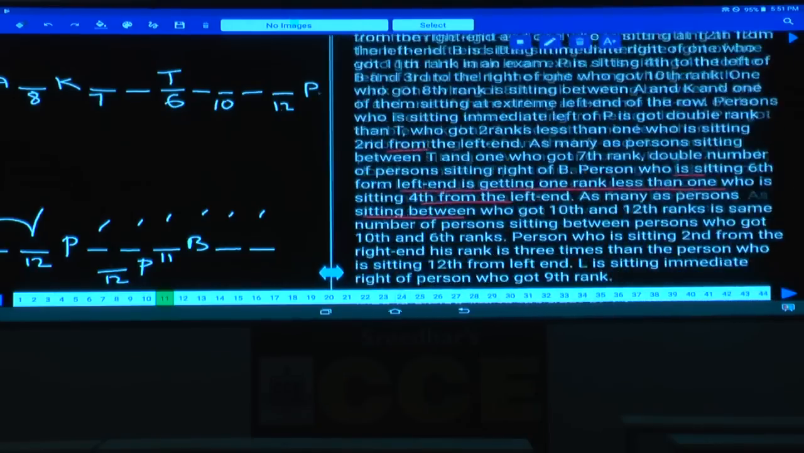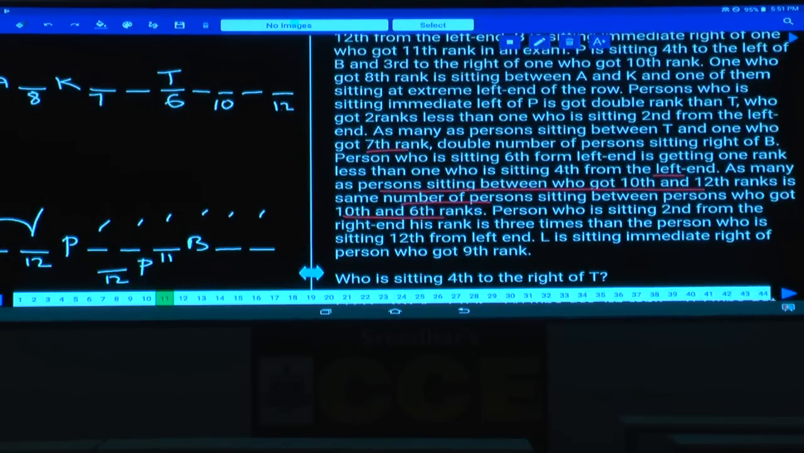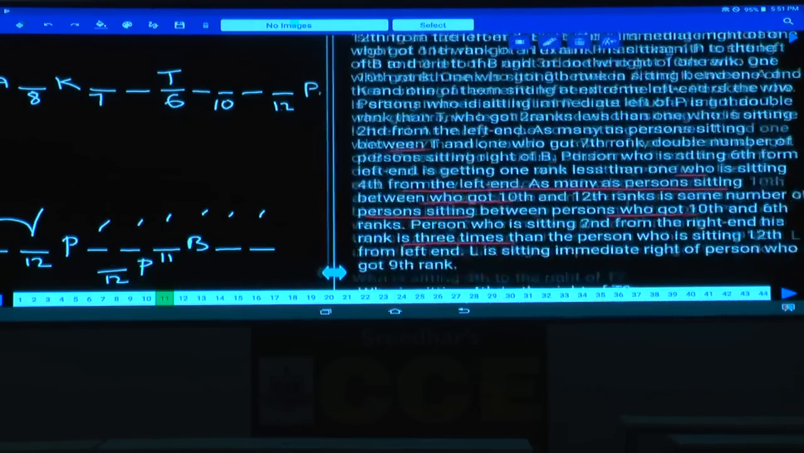Hence in total how many persons do we have? We are having 17 persons in this row. Now we need to find out some of the other information, the ranks. The person who is seated second from the right hand is 3 times the person who is sitting 12th from the left hand. Tell me who is seated 12th from the left hand here?